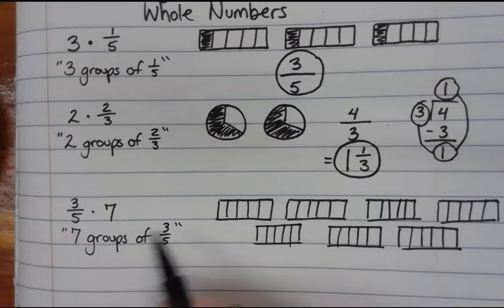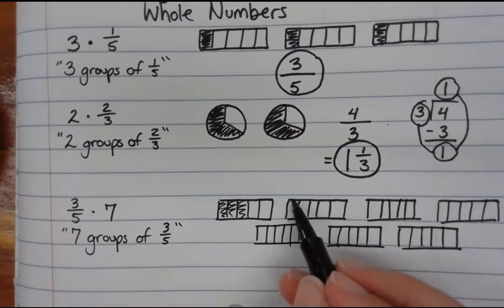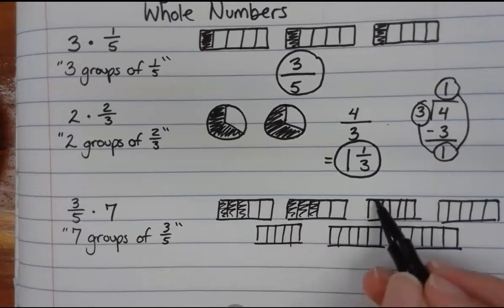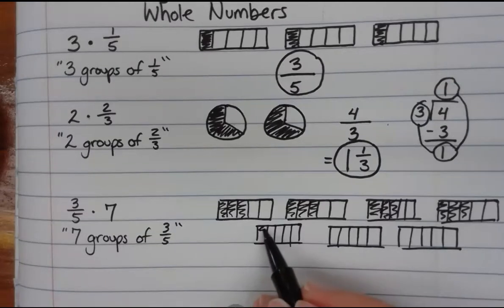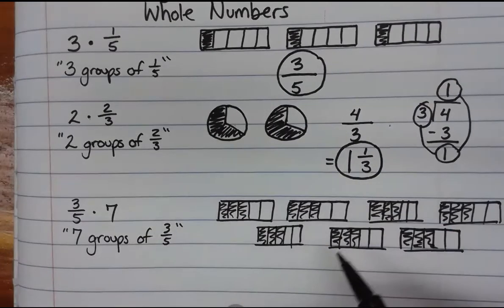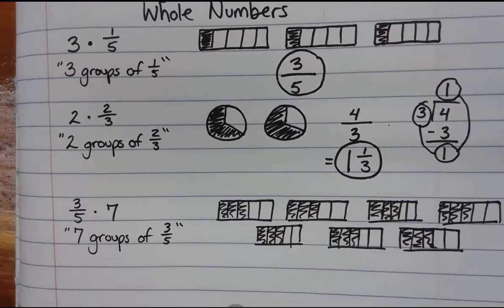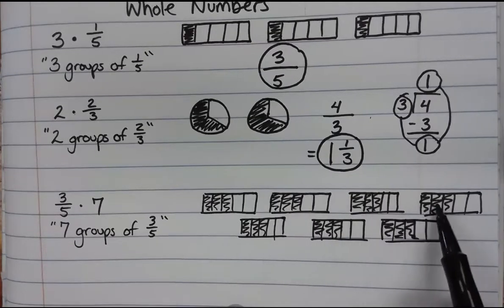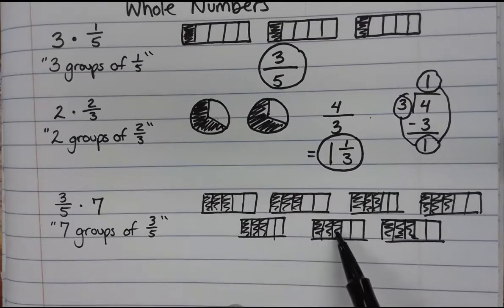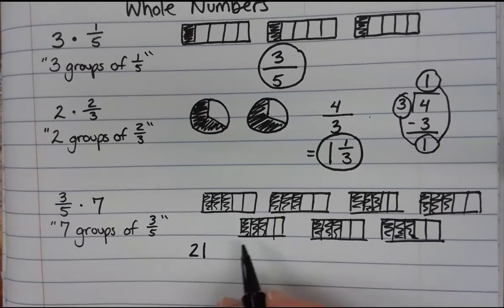And how much am I going to shade in each one? 3/5. I'm going to shade in 1, 2, 3 pieces in each box. Once you get all of those sets of 3 shaded in, then of course we're ready to count them. So 1, 2, 3, 4, 5, 6, 7, 8, 9, 10, 11, 12, 13, 14, 15, 16, 17, 18, 19, 20, 21 is how many pieces we have shaded, and they are all the size piece of a fifth.